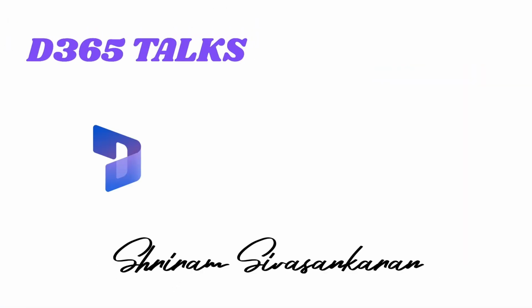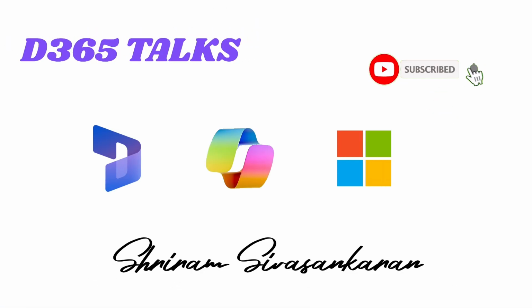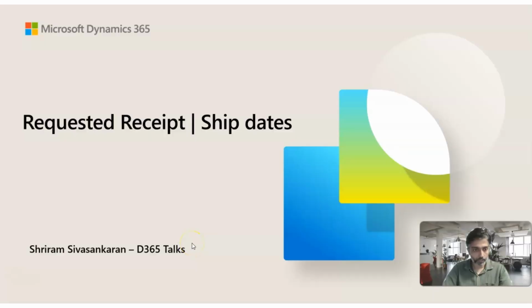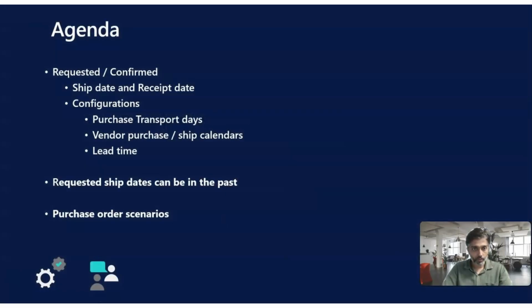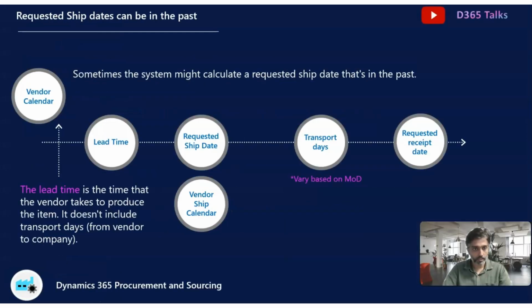With that note, let's quickly jump into today's topic. So we already covered the basics of what is this requested ship date and receipt date. Probably I'll skip those slides. Make sure that you watch part 1 before coming into part 2. And in this video, we will primarily understand how we configure the lead time, which primarily governs your ship date and receipt dates. And also we will see how we configure the vendor calendar and the warehouse calendar.